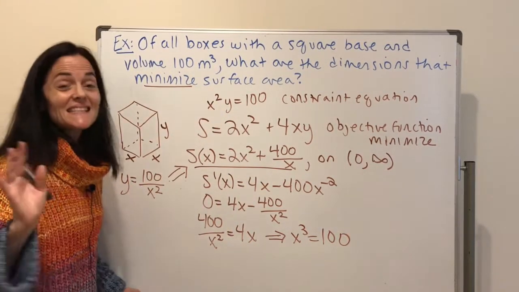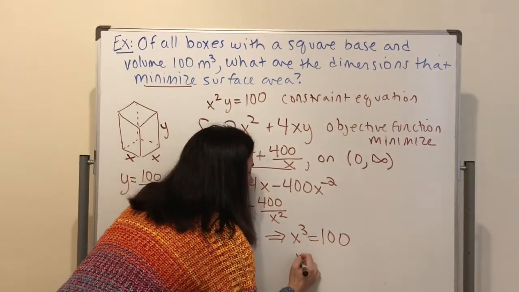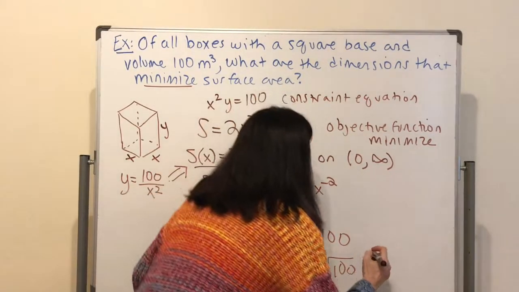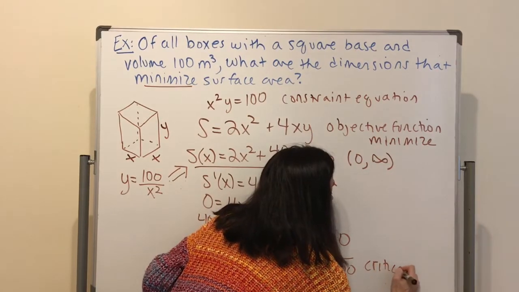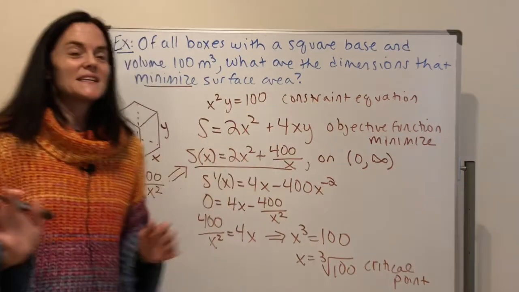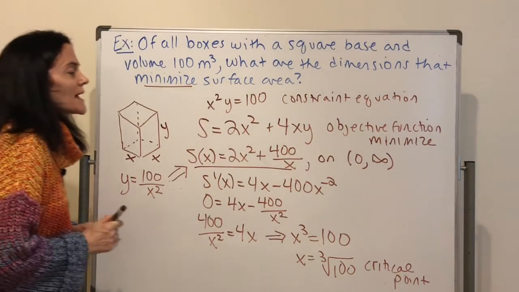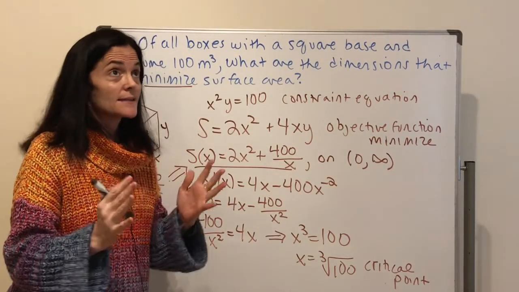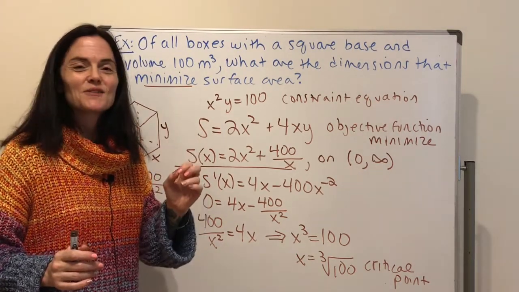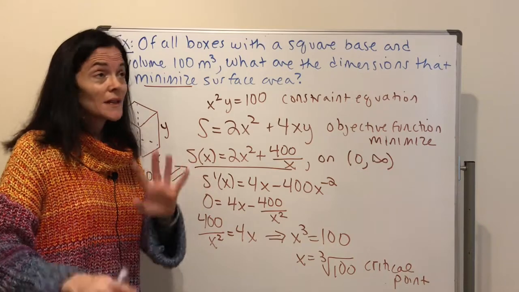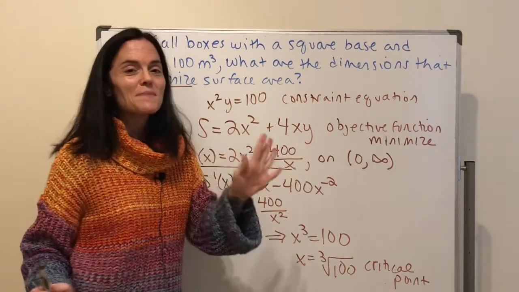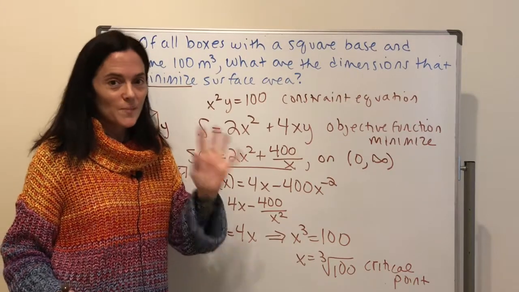Okay? So this says x equals the cube root of 100, and this is my only critical point. So we are in this beautiful situation where we have one critical point, and so we can use the first derivative test to figure out if this critical point corresponds to a global max or global min. And hopefully, because I'm trying to minimize, I will get a global min here.